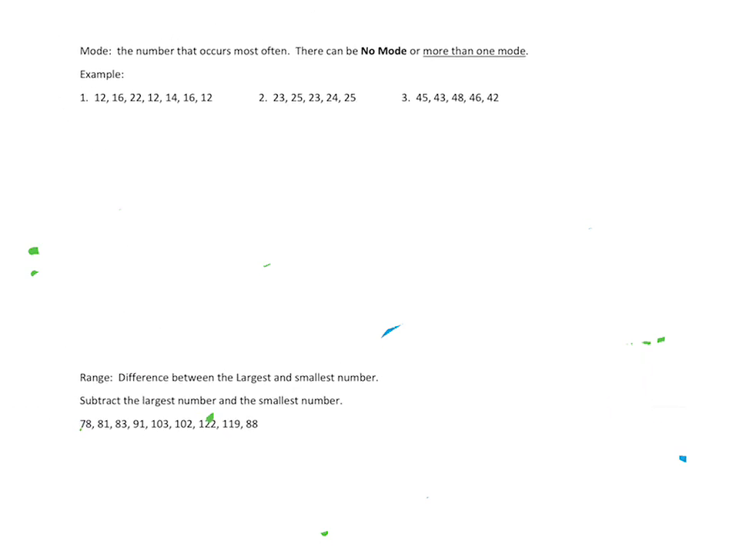So mode is what occurs most often. So it's the number that happens the most. It's okay if there is no mode. Okay, and it's also okay if there's more than one. So no mode means all of the numbers, none of them double. More than one mode means that there's multiple a couple times.